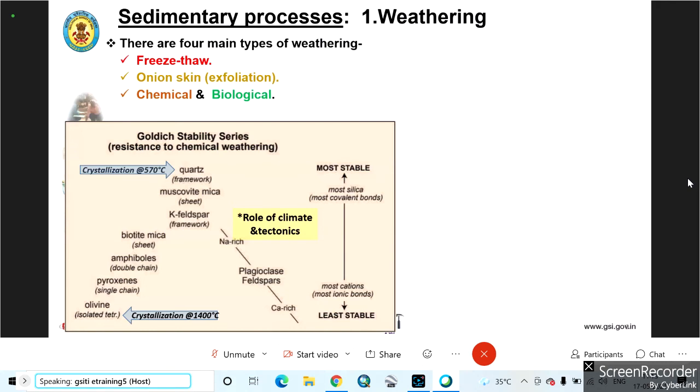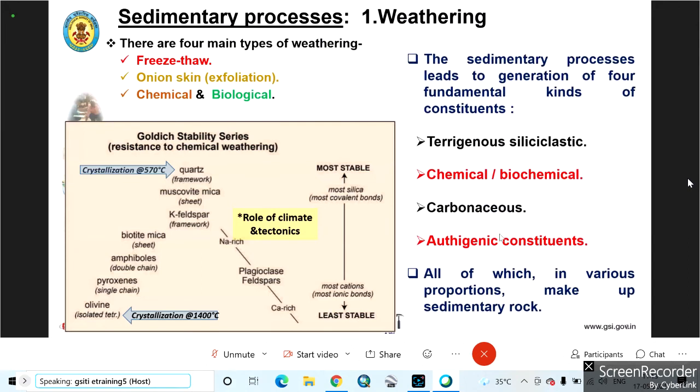In addition to that, there is a role of climate and tectonics in the process of weathering. There is a high rate of weathering in warm and humid climates in comparison to dry and cool climates. And secondly, if there is active tectonism, then there will be a high rate of weathering in comparison to a stable tectonic area.